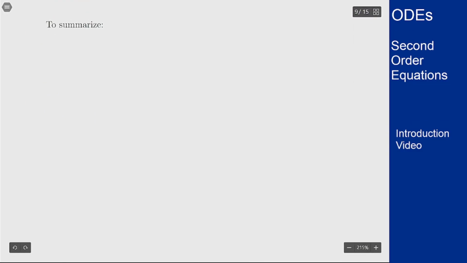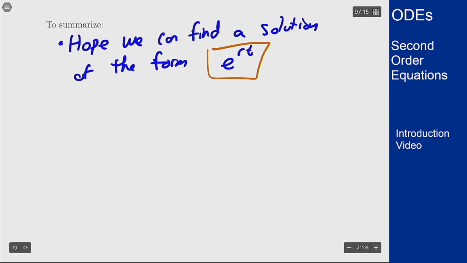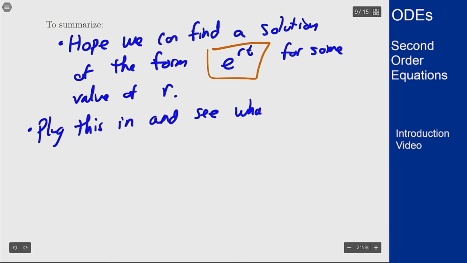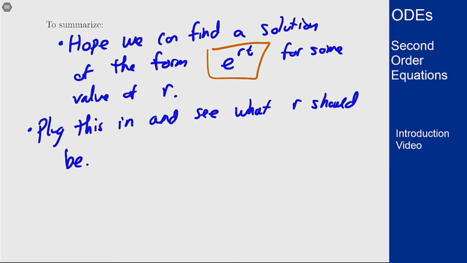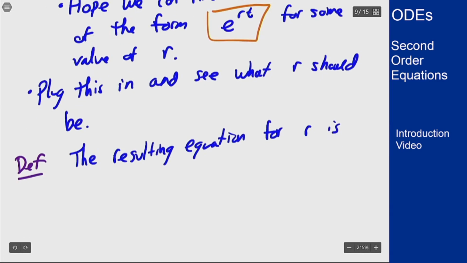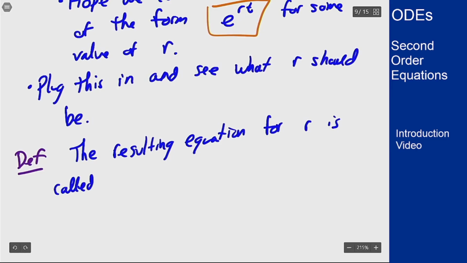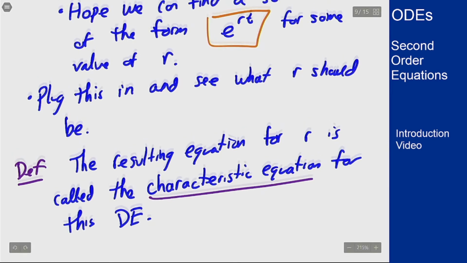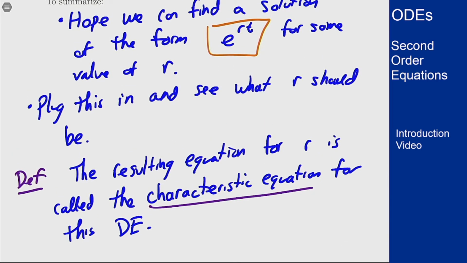What we're going to do, at least for now, is hope that we can find a solution of the form e to the rt for some value of r. We're going to assume this is a solution, plug it in, and then see what r has to be. The resulting equation for r is called the characteristic equation for this differential equation. So solving that equation, we get our values of r, which will give us solutions of the form e to the rt.